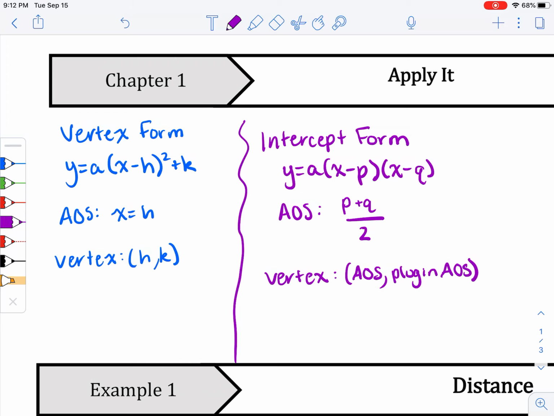Intercept form is where we are factored. So you're often given equations in standard form and you have to factor to put it into intercept form. Our axis of symmetry is the average between our 2 roots, right? Because if you solve a quadratic, your solutions are going to be at p and at q. So if you take the average between those 2, that's our axis of symmetry because that's right in the middle. And then the vertex is your axis of symmetry for x, and then you plug in that axis of symmetry for your y.